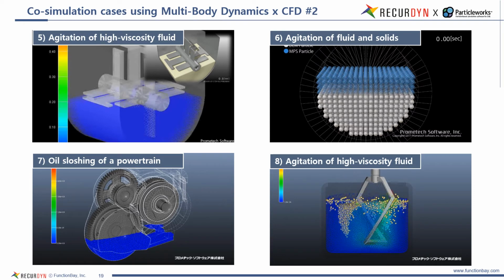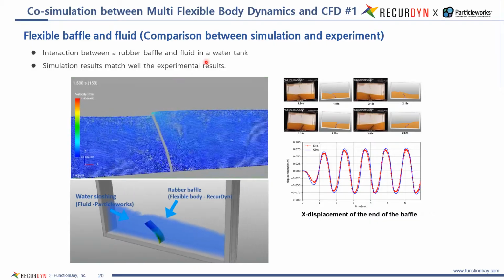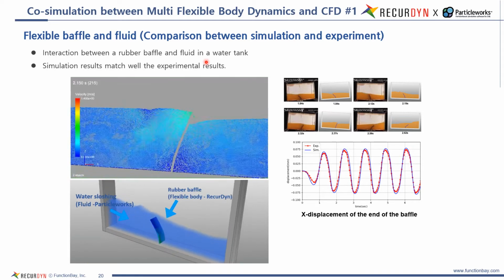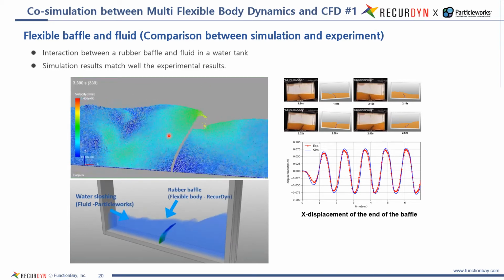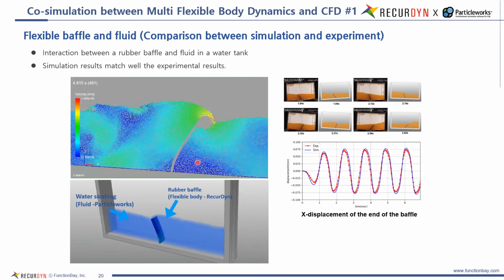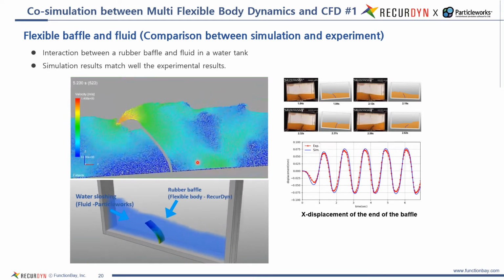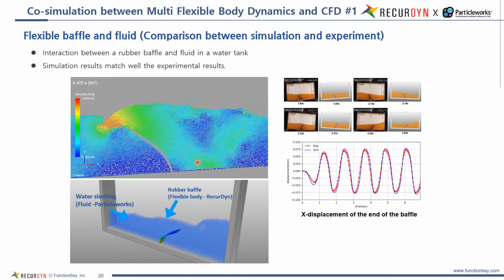So far, we have looked through the cases of co-simulation between multibody dynamics and ParticleWorks using RecurDyn. From now on, let me introduce the co-simulation cases of multi-flexible body dynamics and particle-based CFD software. This case is about interaction analysis between the rubber baffle, which is a flexible body, and fluid in the water tank, and they have been compared with an actual experiment.